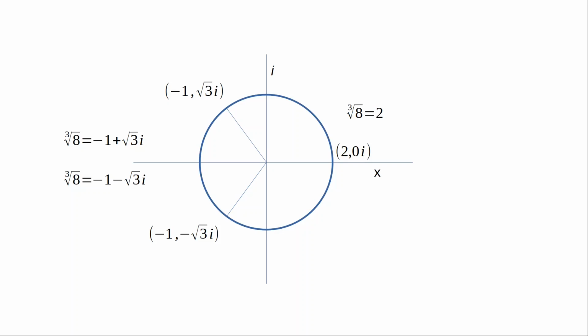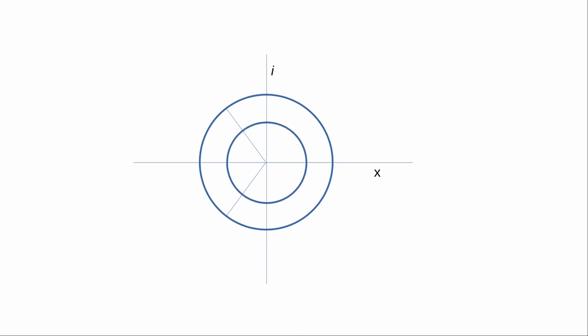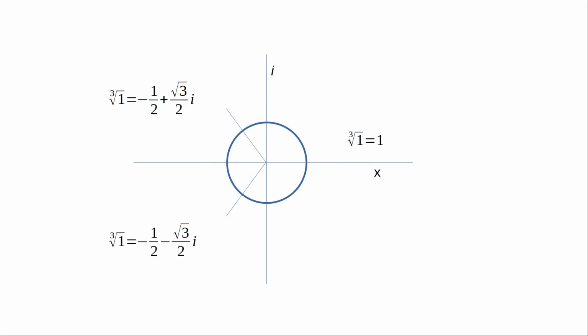Now the real magic here is, let's consider another cube root. Imagine instead of a radius of 2, we have another circle of radius 1. So the points of this circle represent all the complex values of a number with a radius of 1. So what we have here is that the principal cube root of 1 is 1. And by the same trigonometric logic that we went through before, the first complex cube root of 1 is -1/2 + radical 3 over 2 i. And the second complex root is negative 1/2 minus radical 3 over 2 i.